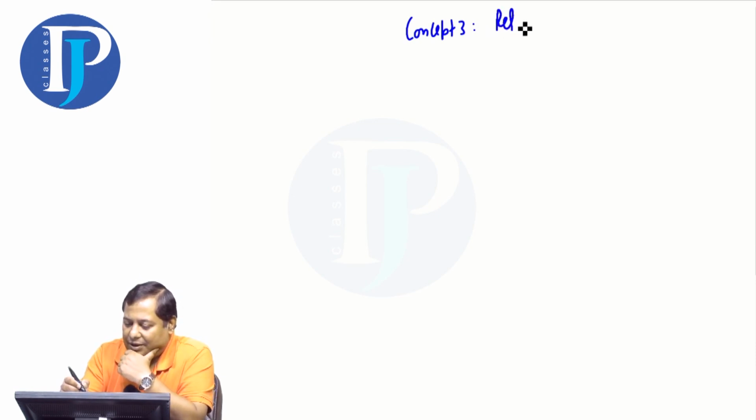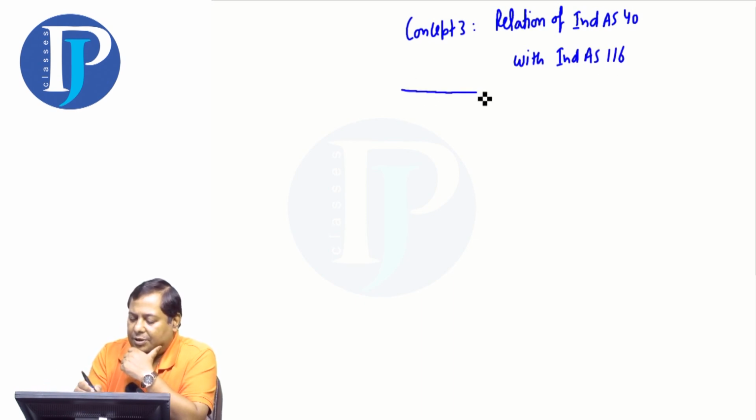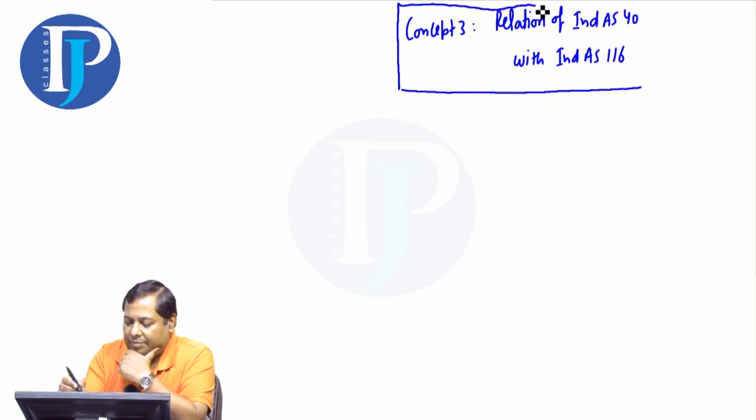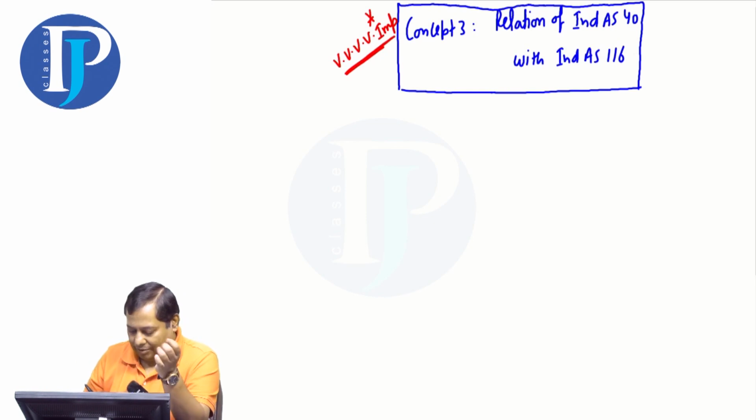I will start concept number 3. Relation of Ind AS 40 with... If you find my speed too slow, you can increase the speed. There will be no problem, but students, do not forward and do not skip it. And do not commit any loss. Put a tick on this and write very, very important on this because it's important. If I consider any concept to be this important, then how can we compromise on its understanding?